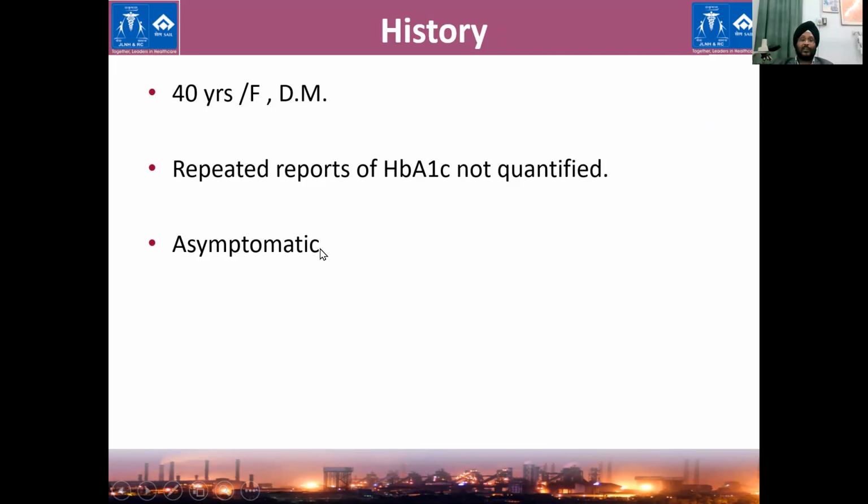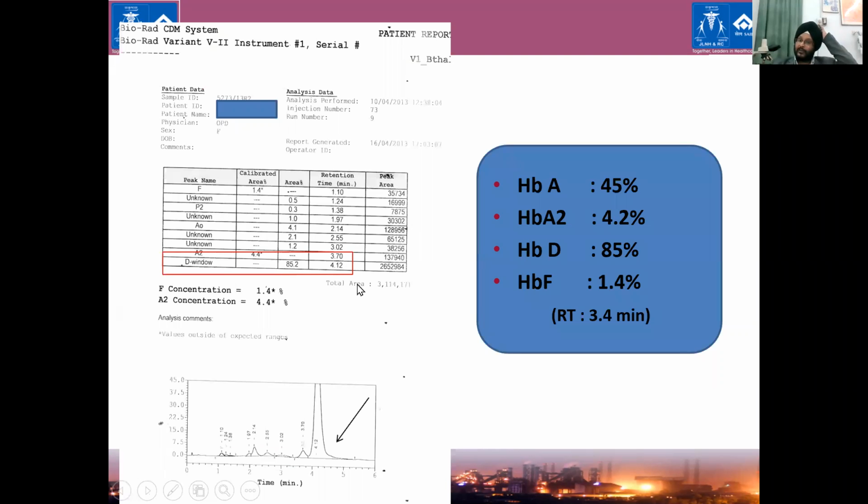So as she was totally asymptomatic, her sickle cell test was negative, but in HPLC, she was having a band in the sickle cell region. In electrophoresis, she was having a band in the sickle cell region. So what we did was, we again recalibrated our instrument and we reran this sample. Now the same patient sample has come in the D window.